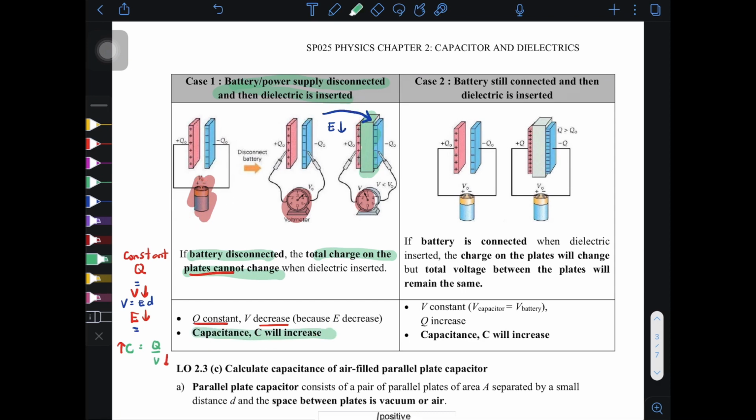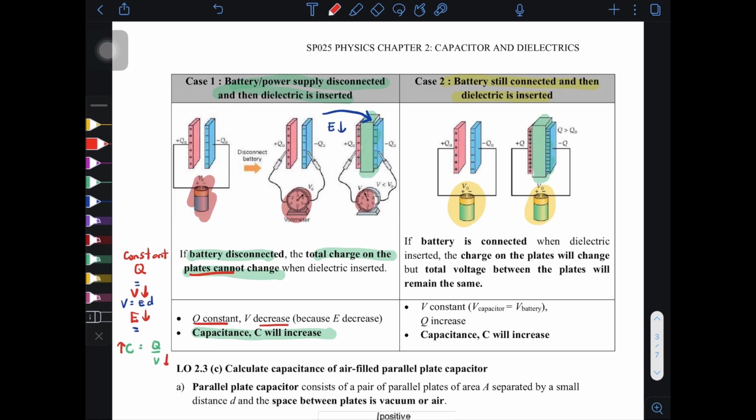Okay, and we have the second case, case yang kedua. Battery is still connected and then dielectric is inserted. Kita tak buang battery tadi, macam case pertama kita buang battery. Case yang kedua, battery masih ada, battery masih connected, and we put dielectric material inside the capacitor. So if the battery is connected, when dielectric is inserted, the charge on the plate will change.